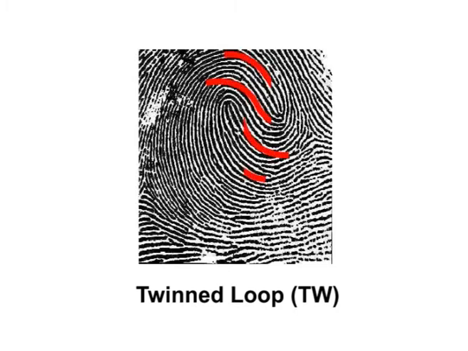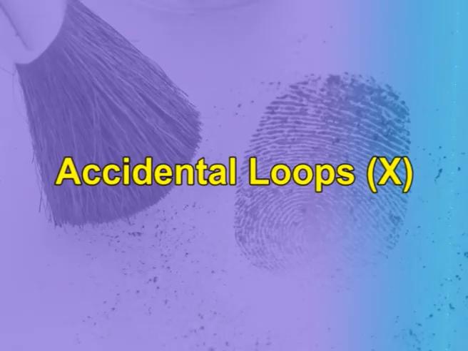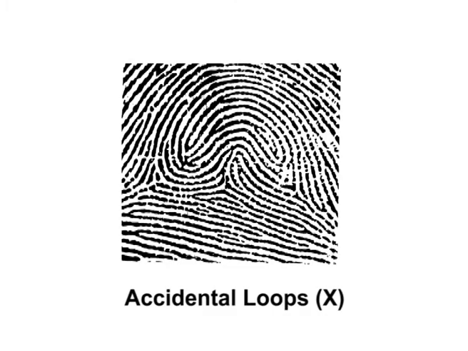Twin loop is the pattern in which two separate and distinct loops are present with separate shoulders, two cores and two deltas, and the core-forming lines open towards either side of the deltas. It is classified as twinned loop. Fourth one is accidental loops. The pattern which is too irregular to be classified in any of the previous patterns is termed an accidental pattern. This pattern may consist of a combination of two or more different types of patterns and may contain at least two deltas but as many as four.